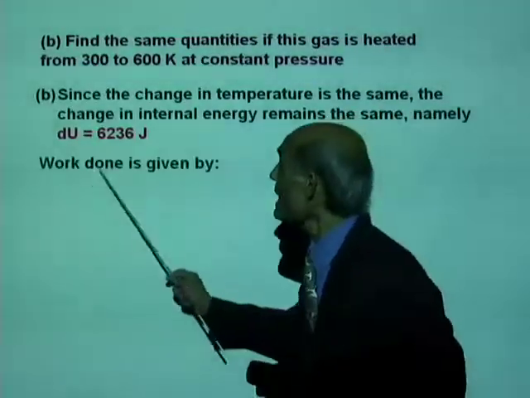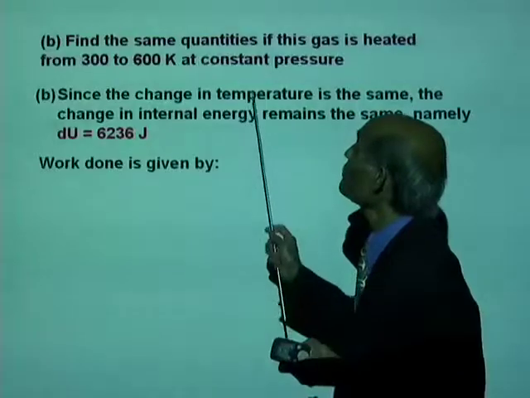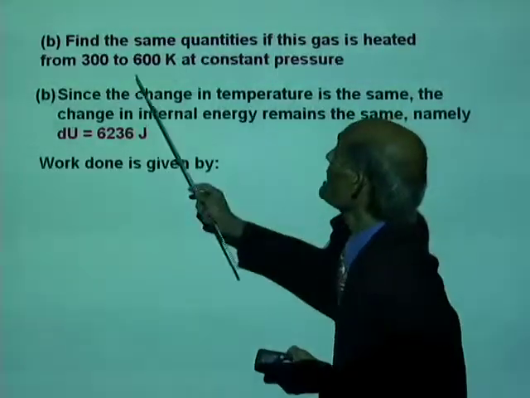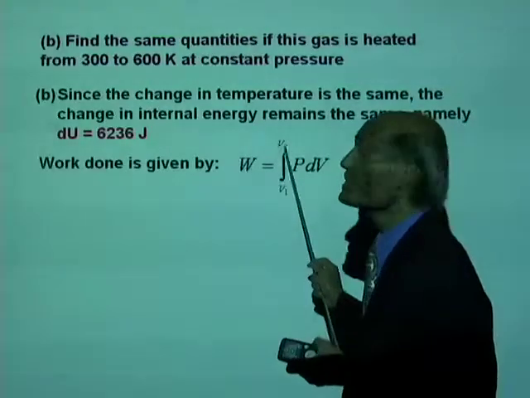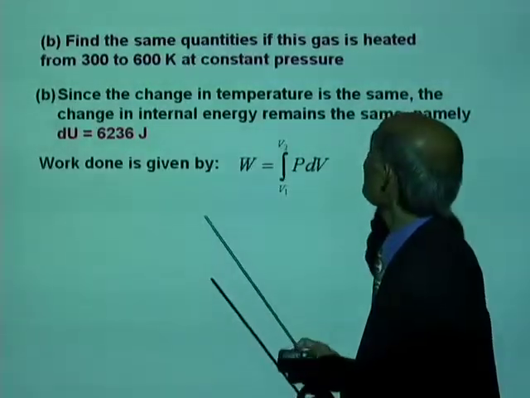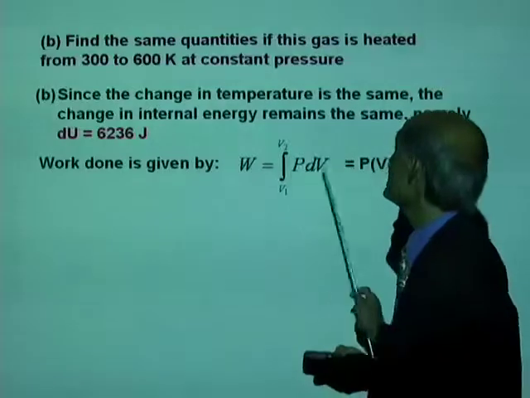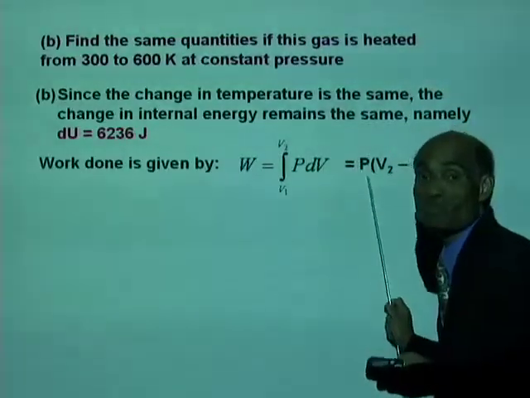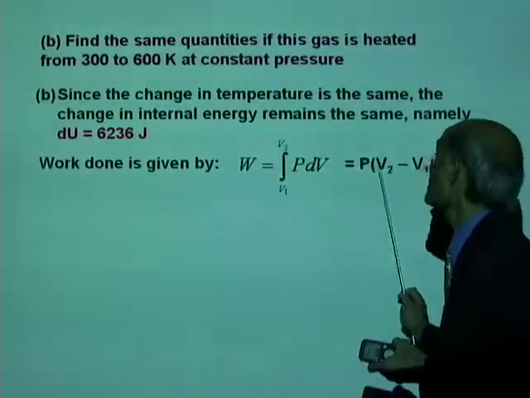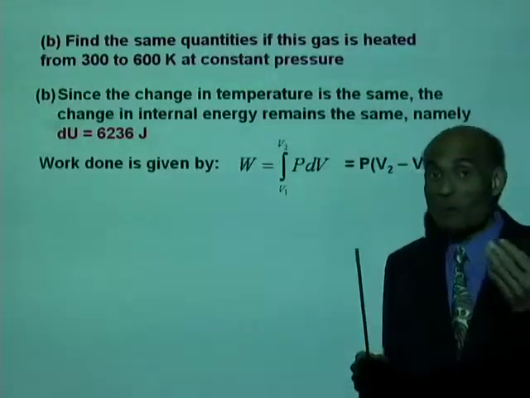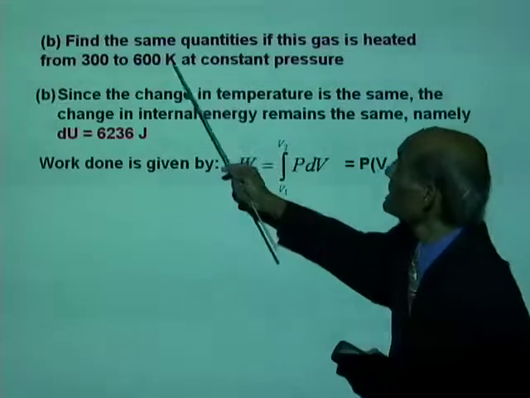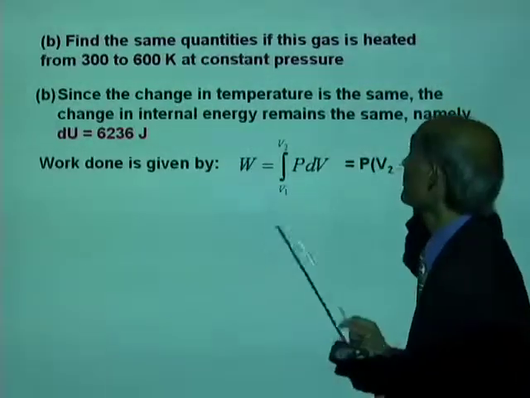What is the work done when the pressure is a constant? W is the integral from V1 to V2 of P dV, which, when the pressure is constant, is P times (V2 minus V1). Is that right? This is an isobaric process. The pressure is a constant in this case.